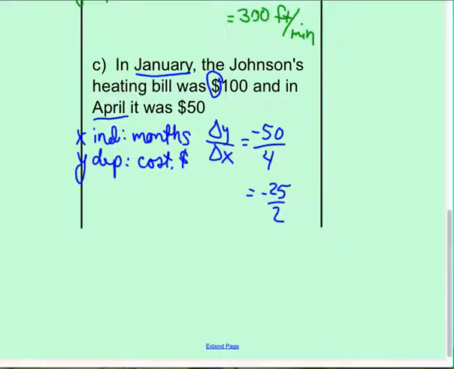But again, we're talking about cost per month, so it doesn't make sense to say that our heating bill changed at negative 25 halves per month. Well, 2 goes into 25 12 times, with 1 left over. Sorry, I can't talk and think at the same time. So the heating bill decreased on average $12.50 per month.